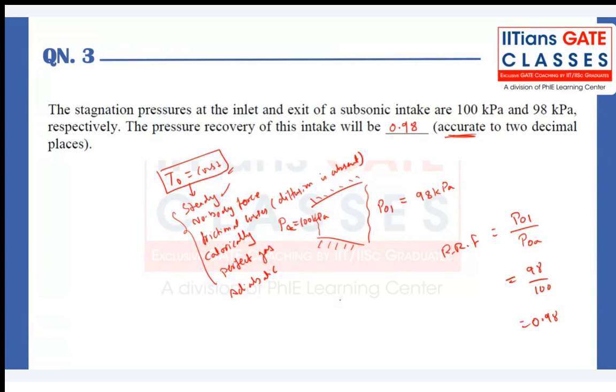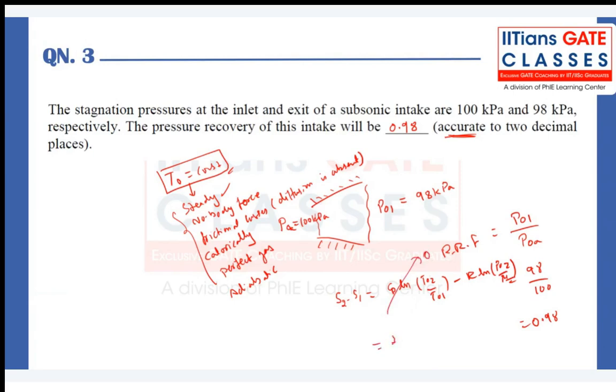Because if you look at my S2 minus S1 for a calorically perfect gas equation, I can write something like Cp ln of T02 by T01 minus R ln of P02 by P01. So for an adiabatic flow field with steady assumption, T02 is equal to T01. So ln of 1 is equal to 0, so this part vanishes.